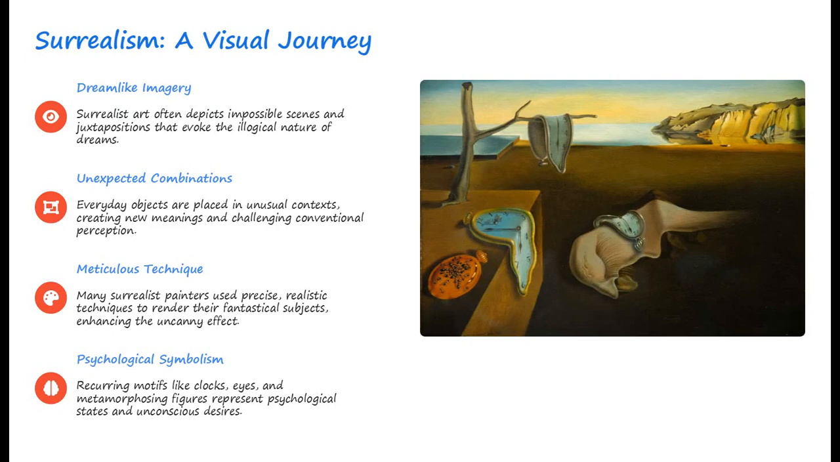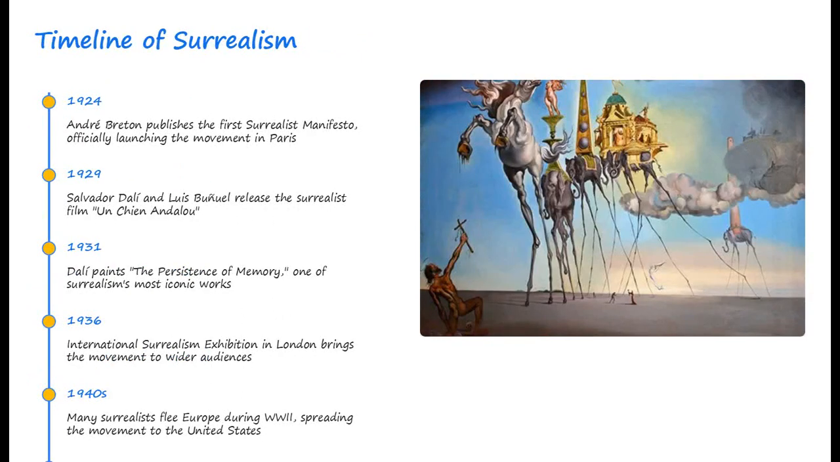The timeline of surrealism reveals the movement's fascinating evolution. In 1924, André Breton published the first Surrealist Manifesto, officially launching the movement in Paris and establishing its theoretical foundation. 1929 marked a significant milestone when Salvador Dalí and Luis Buñuel released the groundbreaking surrealist film Un Chien Andalou. Two years later, in 1931, Dalí created The Persistence of Memory, which became one of surrealism's most iconic and recognizable works.